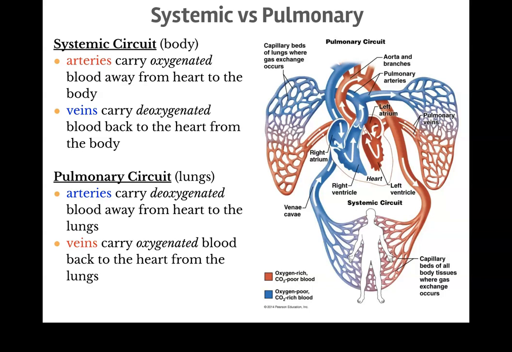And oxygen-rich blood is now being held in our veins in the pulmonary circuit, now colored red because I'm very oxygen-rich, and now I'm leaving the lungs and going back to the heart. Well, back to the heart, that's a vein. So understand that in the systemic circuit, arteries are oxygenated, veins are deoxygenated. In the pulmonary circuit, this is not the case.